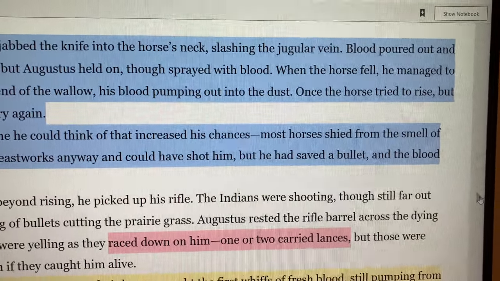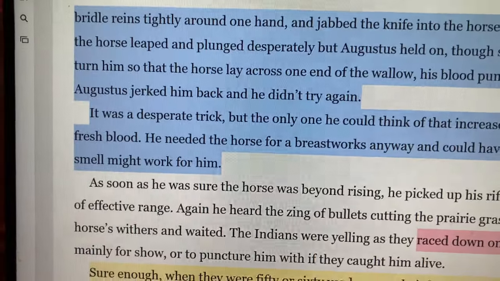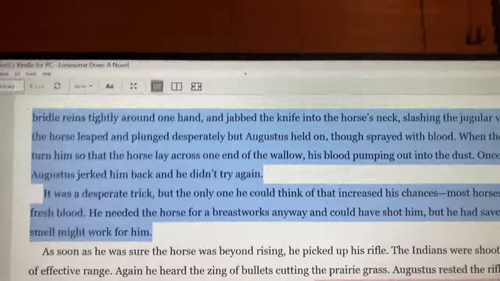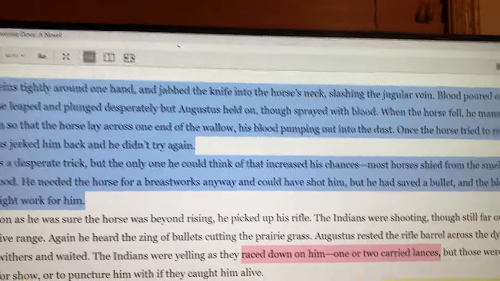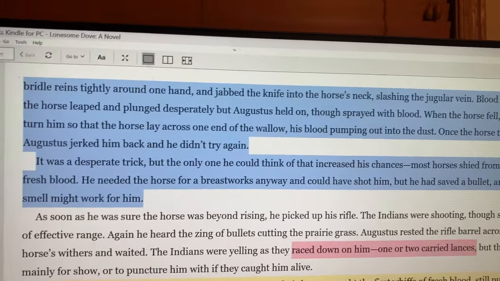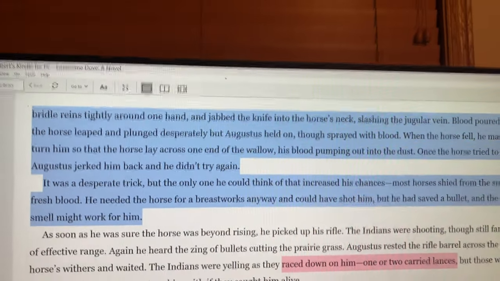Most horses shied from the smell of fresh blood. He needed the horse for breastworks, and he could have shot him, but he had saved a bullet, and the blood smell might work for him.